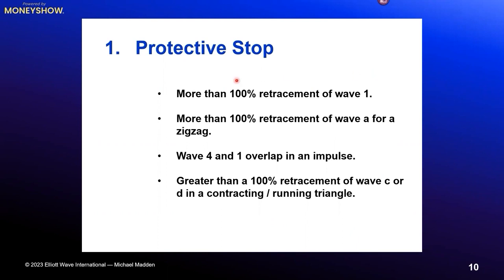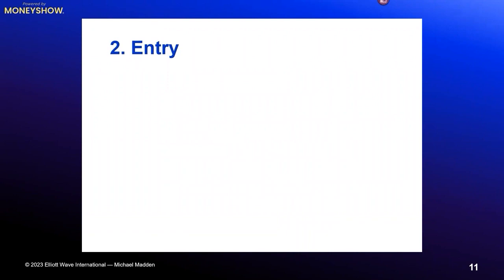So we know that wave 2 cannot retrace more than 100% of wave 1. Same as a zigzag, wave B must not retrace more than 100% of wave A. We don't want wave 4 to overlap wave 1 within an impulse. And then we don't want a greater retracement of 100% within wave C or wave D in a contracting or running triangle. So these are all literally lines in the sand that we can use for each of those patterns, and we can then use that to build the backbone of our trading plan around.